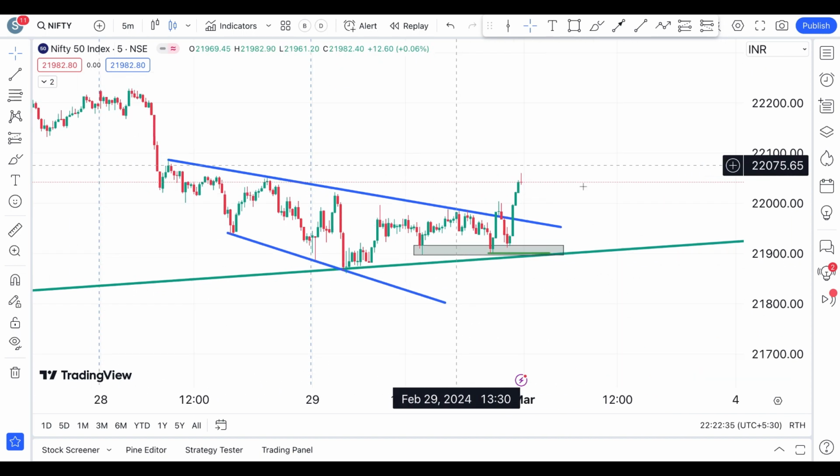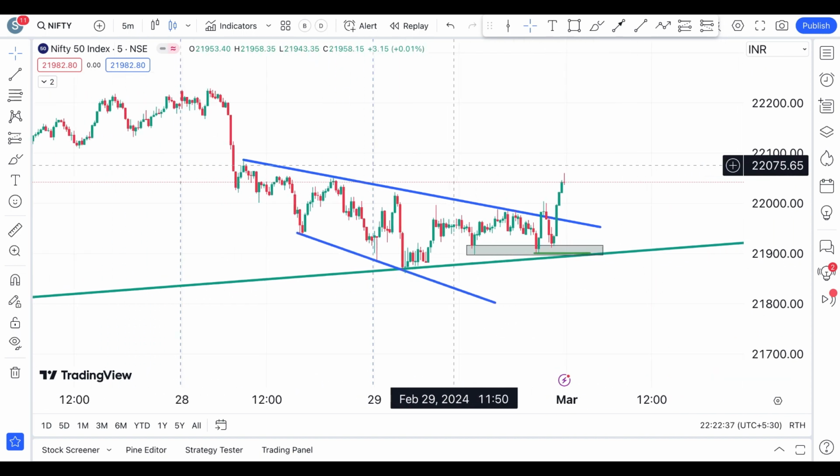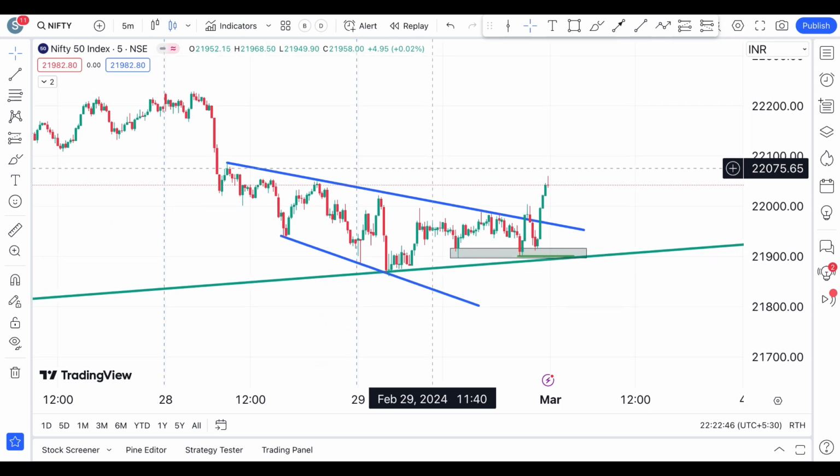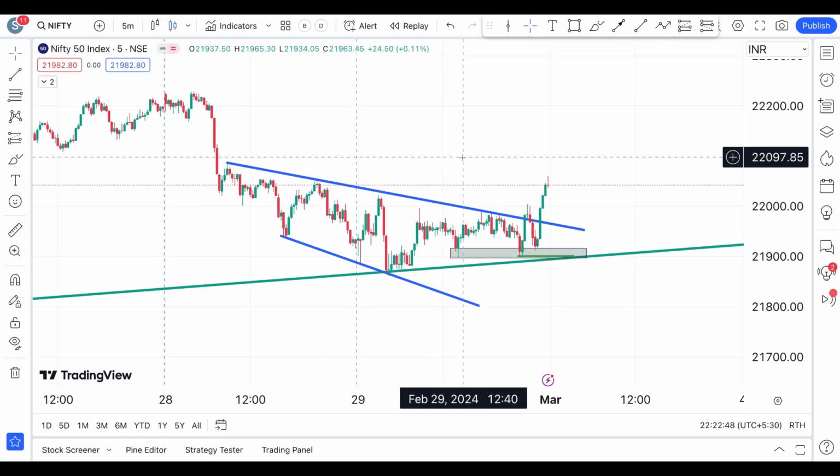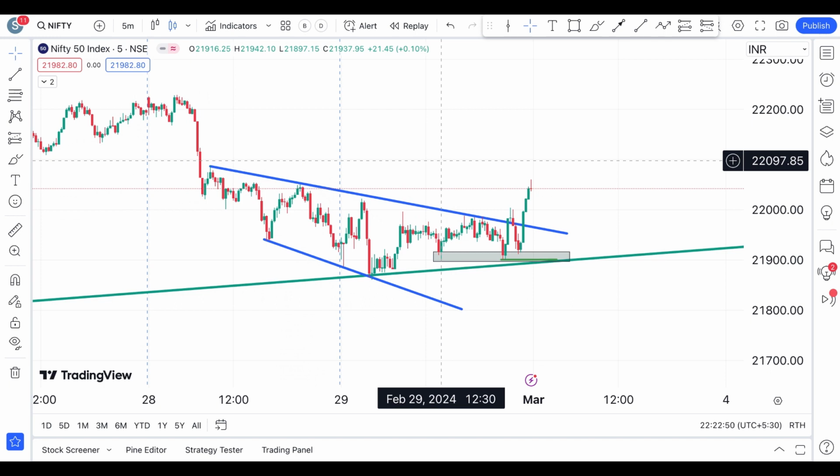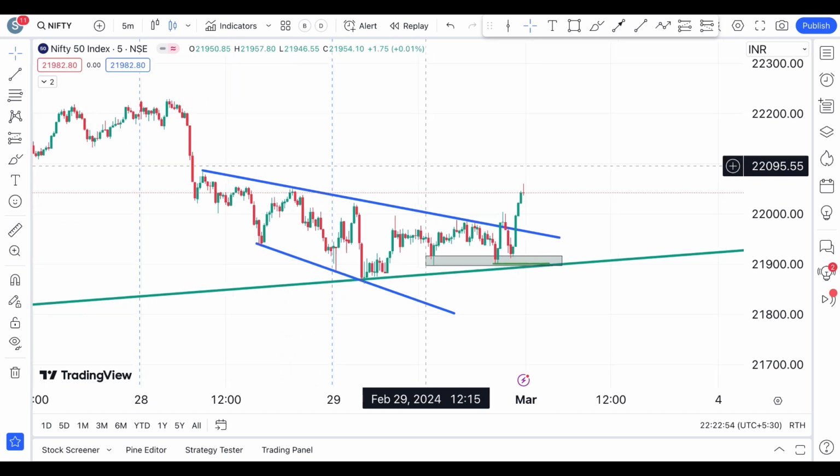I hope you have learned something from today's post market analysis video, and also hope you have understood something about the daily charts of Bank Nifty and Nifty.